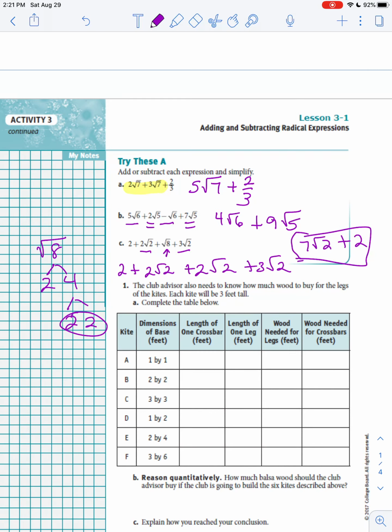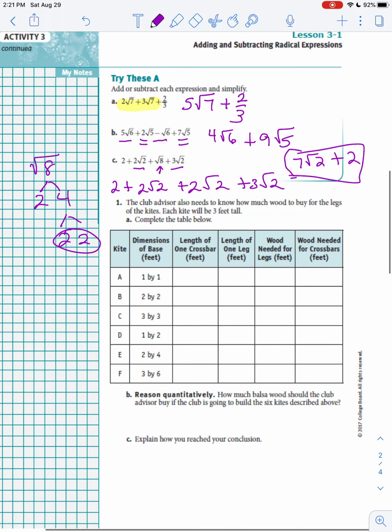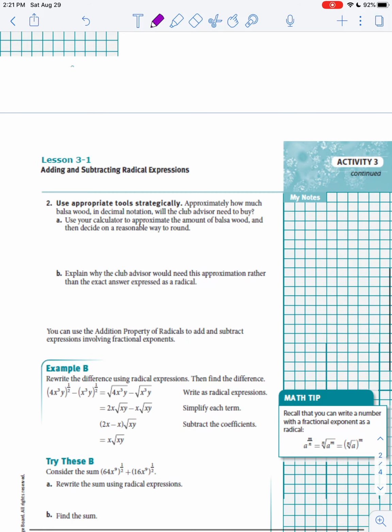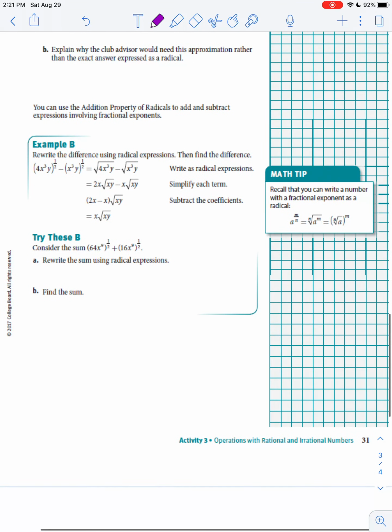Okay, we'll take a breath. We're going to skip over the kite problem. If we were in class, we would do it. It's a little bit of Pythagorean's theorem. I know we could do it, but it's a little much to try to do on your own right now. So we're actually going to go into example B now on the next page.